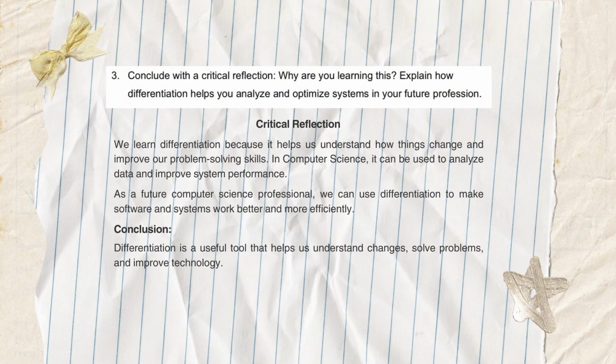For question number 3, critical reflection. We learn differentiation because it helps us understand how things change and improves our problem-solving skills. In computer science, it can be used to analyze data and improve system performance. As future computer science professionals, we can use differentiation to make software and systems work better and more efficiently. So the conclusion is, differentiation is a useful tool that helps us understand changes, solve problems, and improve technology.